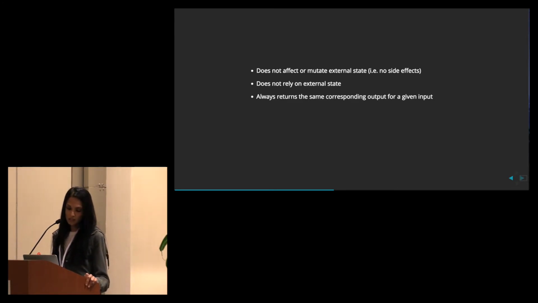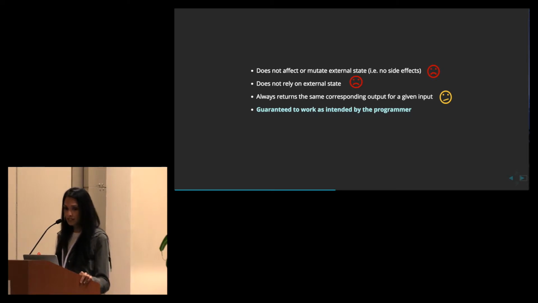Do types ensure that code does not affect or mutate external state? Not really. Do types ensure that code doesn't rely on external state? Not really. Do types ensure that code always returns the same corresponding output for a given input? I want to give that a maybe, because it does ensure it gives the same corresponding output type, but it doesn't guarantee the actual value is the same. But we saw that types do offer us a lot, so I'm going to say types do make code easy to reason about regardless. The reason is that types give us the guarantee that the code works as intended by the programmer.